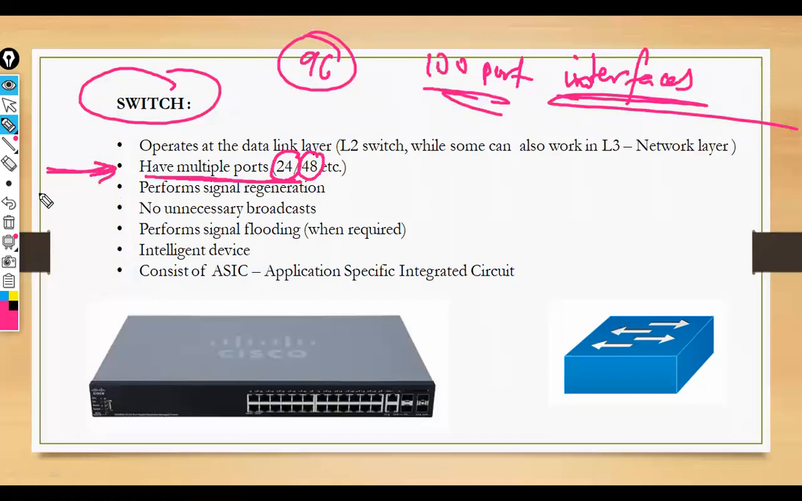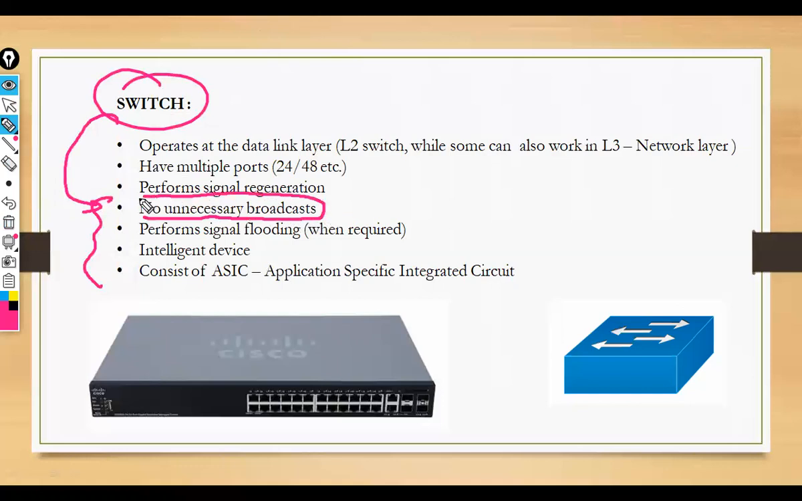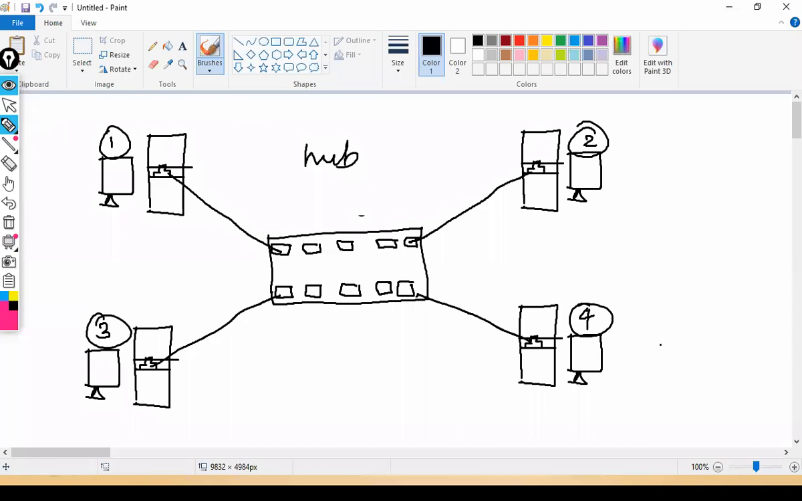Now the switch again performs signal regeneration, the same thing a hub does. The positive things about the switch are that it doesn't broadcast unnecessarily. No unnecessary broadcast will be there. It broadcasts only if it's necessary. And if at all it broadcasts, let me tell you. So suppose this is a switch here.